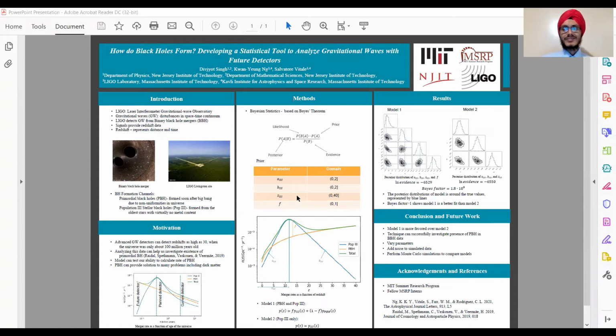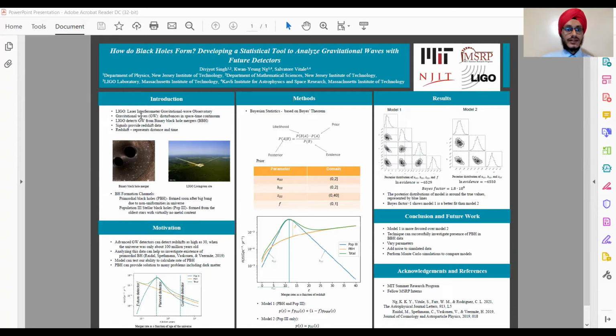Hello, and welcome to my talk on how do black holes form, developing a statistical tool to analyze gravitational waves with future detectors. I am Divjyot Singh, and this is the work I did during my time at MSRP and in association with the LIGO group.